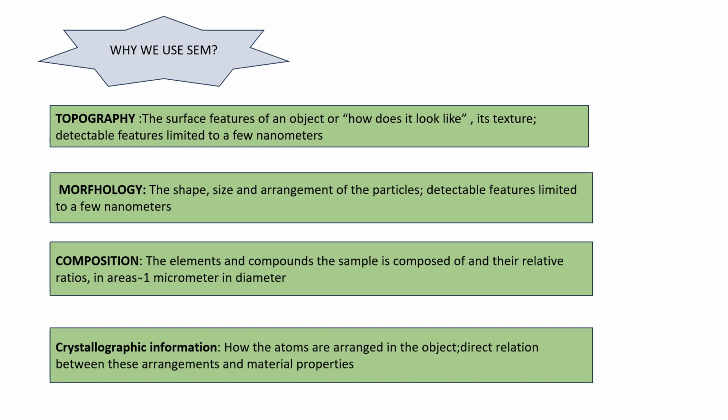The third one is composition. Composition is the elements and the compounds that are present in the sample. That means the sample is composed of what elements and compounds. The fourth one is crystallography. That means how the atoms are arranged in the object, and the direct relation between these arrangements and the material properties.